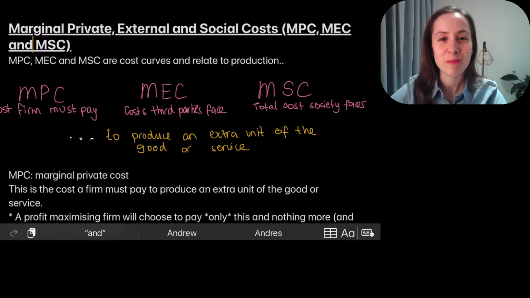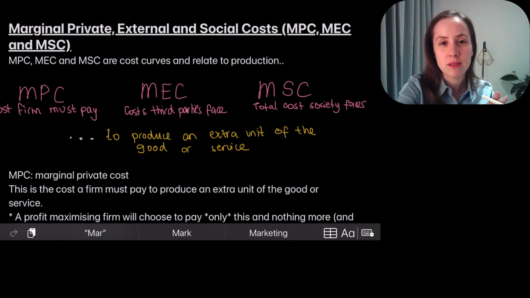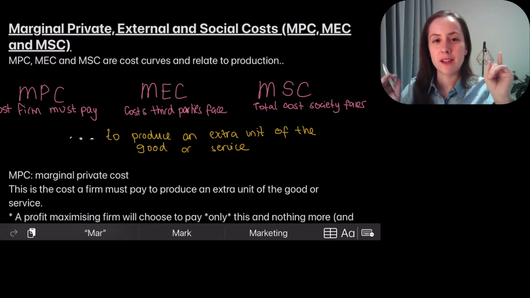Everybody, welcome to part 4 of the Externalities series. Today's video is on marginal private, external and social costs. These are different to the MPB, MEB and MSB we have done before. The other ones were about demand. These ones are different and they relate to production.